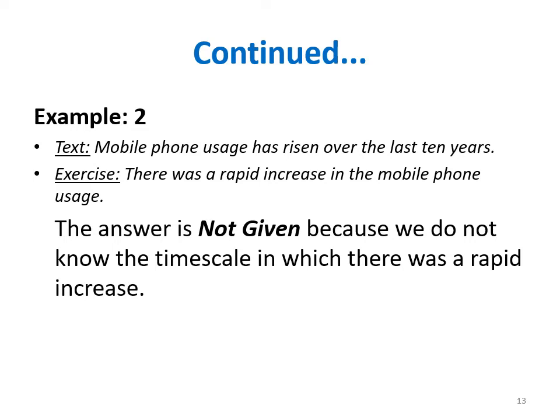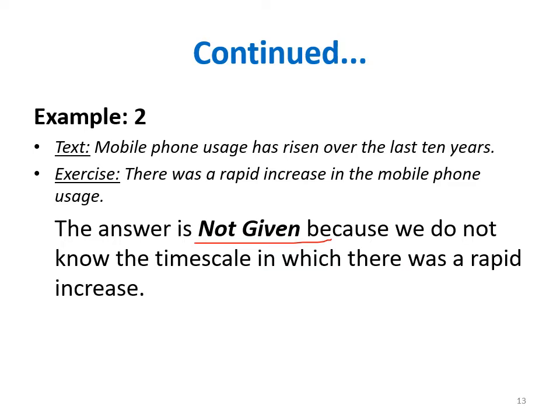Number 2 example: mobile phone usage has risen over the last 10 years. This is your text. And the exercise: there was a rapid increase in the mobile phone usage. Now, what is that? Is that yes? Is that no? Or is that not given? The answer is not given. Why? Because we do not know the time scale in which there was a rapid increase.